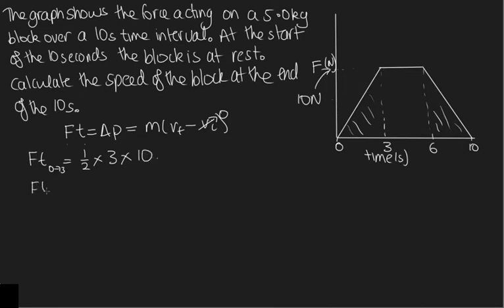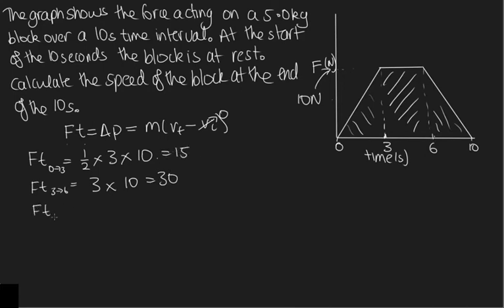And then we can work out the force times the time going from 3 to 6 seconds. In this case, we've got this rectangle here. So a rectangle is just the base times the height. So the base is going from 3 to 6. So this length here is 3 and the height is 10. So that is equal to 30. When we do the first one, we end up with 15.